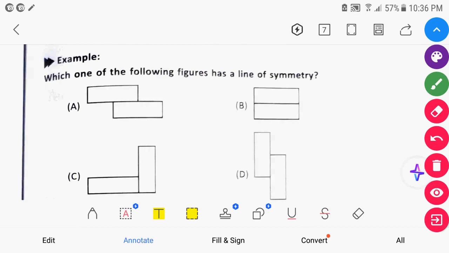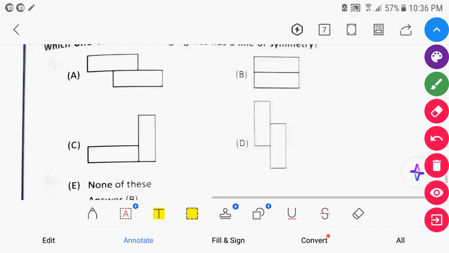Now symmetrical figure we have to identify. Now see, if we cut it in this way, it doesn't look symmetrical, identical to each other. Like this also not possible. But if we cut this figure like this, it looks symmetrical from both the sides. So answer B is your answer.